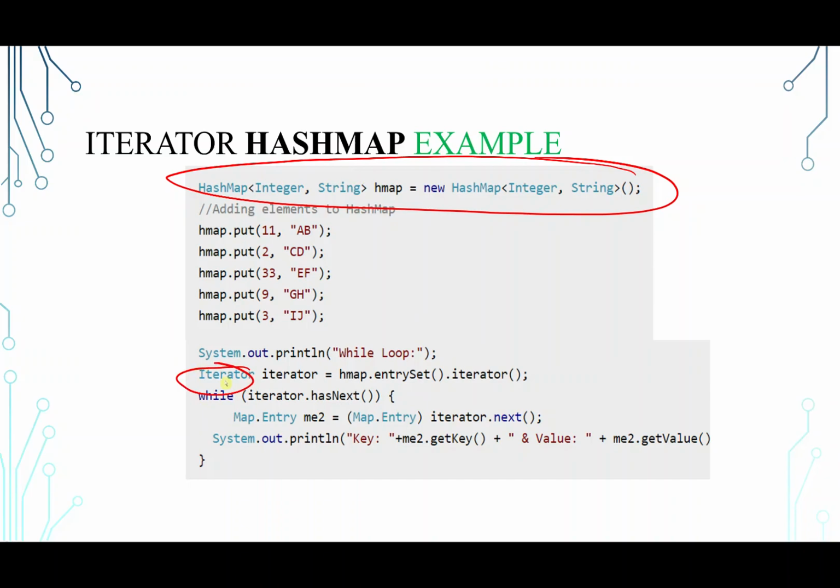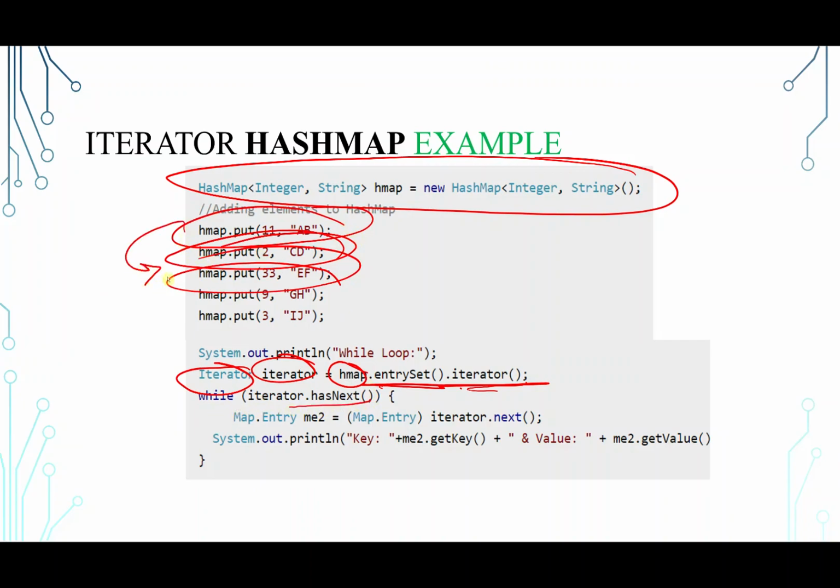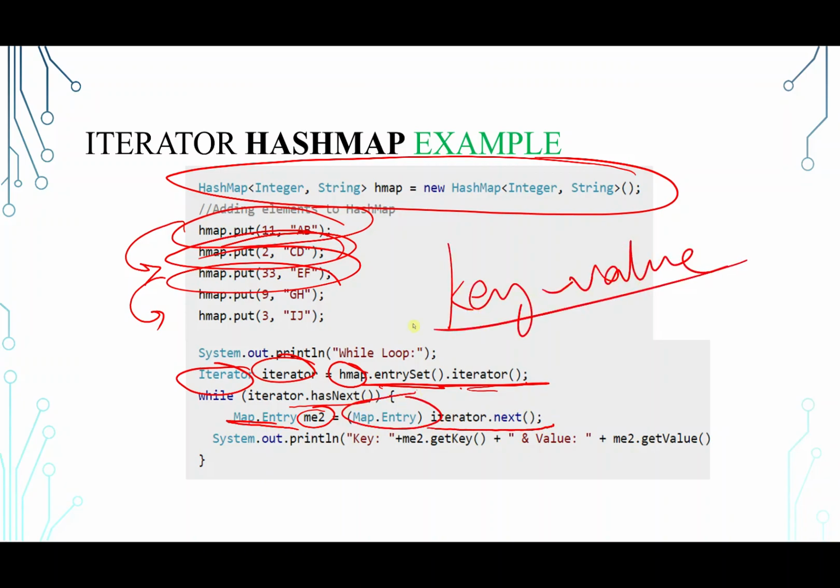So iterator equals hashMap.entrySet().iterator(). This is going to access all the elements in the hash map. When you do iterator.hasNext(), if there's a next element, then you do Map.Entry, whatever you call it, me2 or whatever. You do iterator.next(), Map.Entry. And this entry is going to be of key and value. This is why we call it an entry.